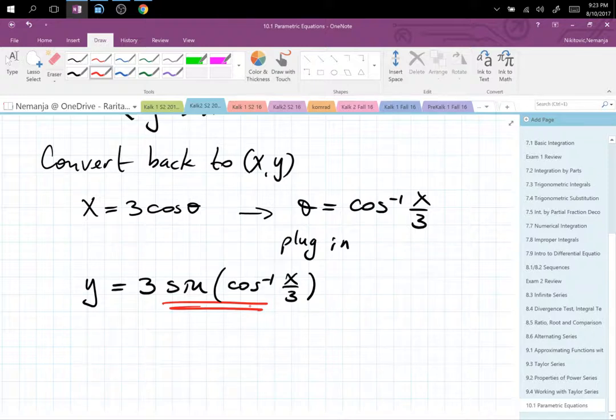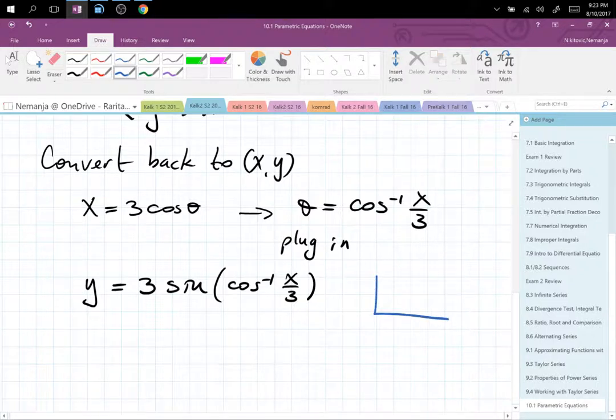Welcome to the part where you need it. The way to transform this is to draw the triangle on the side, and assign, you know that the cosine is adjacent over hypotenuse, right? If that's theta, it's adjacent over hypotenuse. And if you use the Pythagorean theorem, the third side will be the square root of 9 minus x squared.